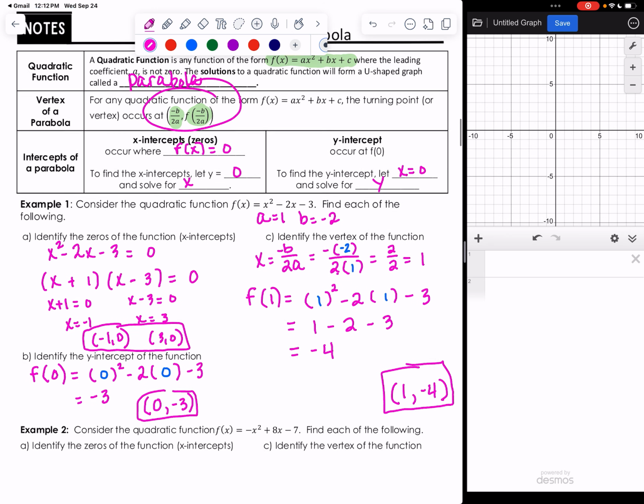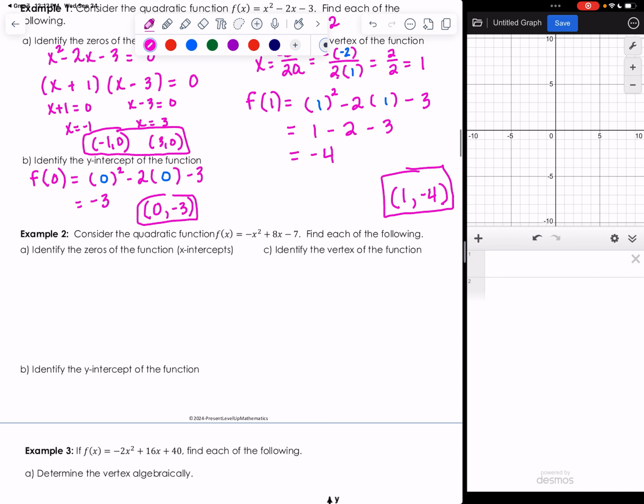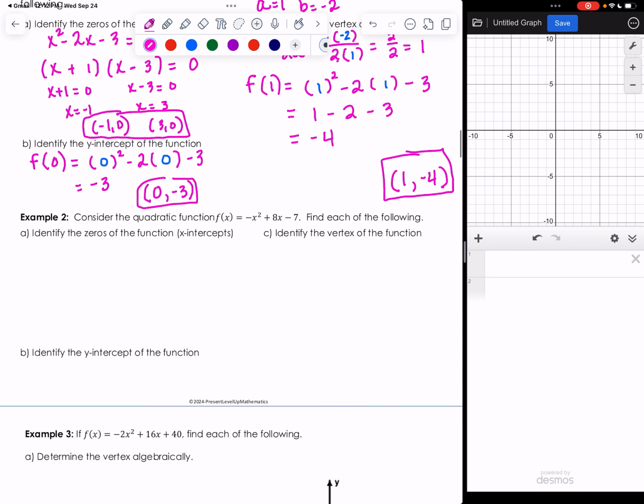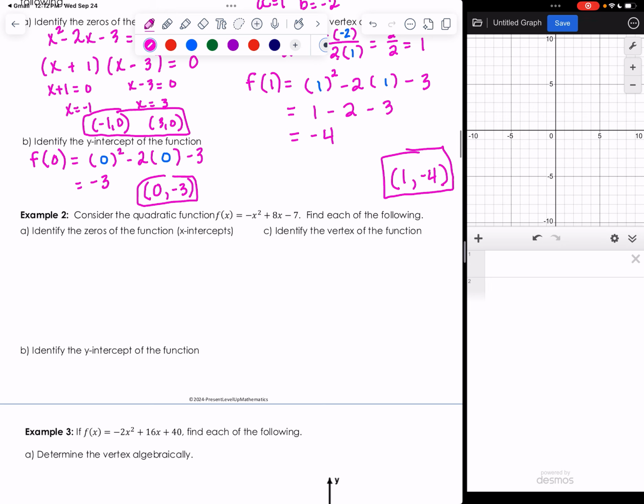All right, let's try that with another function. Example 2. Consider the quadratic function f of x equals -x squared plus 8x minus 7. Find each of the following. Let's start in problem A by identifying the zeros or the x-intercepts. So to identify the zeros, I'm going to make the equation equal to 0. So -x squared plus 8x minus 7 is equal to 0.